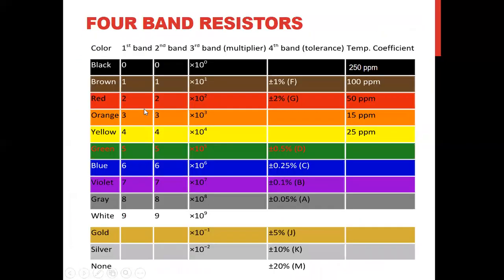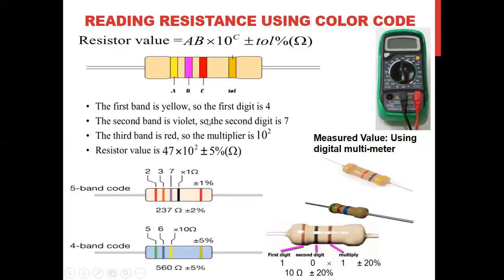So red is 2, means 10 to the power 2. This one is the multiplier, and gold is plus minus 5%. Okay, so let us see this one.